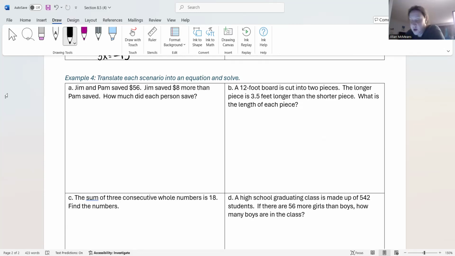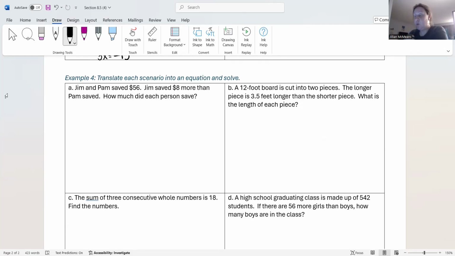So anyway, part A, we have that Jim and Pam saved $56. Jim saved $8 more than Pam saved. How much did each person save? Well, here's the thing. If you're dealing with something like this, where you've got small numbers, you can sort of play around, do some guess and check, a little bit of trial and error, and you can figure out how much each person saved.